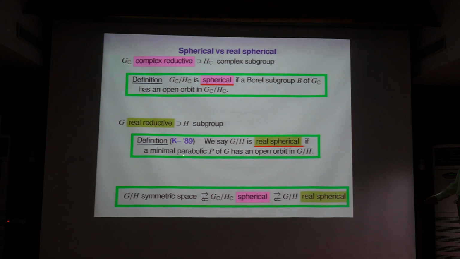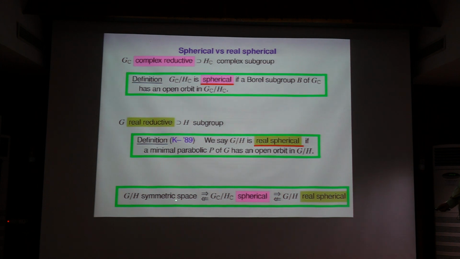So we are using not a Borel but a minimal parabolic. And so compactifications of a real spherical space are not necessarily spherical. So this is the remark. And also there's a small difference between spherical space and symmetric space in the reductive case.